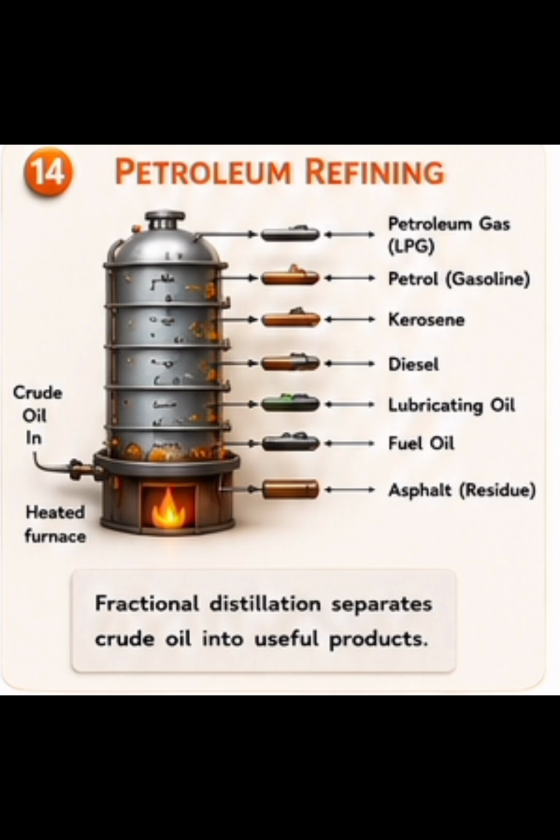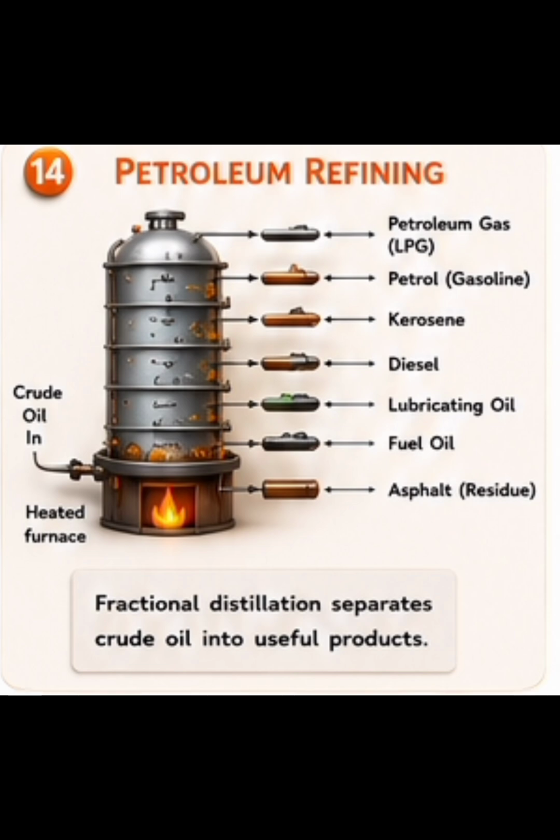Petroleum refining is carried out by fractional distillation. During this process, crude oil is heated and different fractions are separated according to their boiling points. The products obtained include petroleum gas, petrol, kerosene, diesel, lubricating oil, fuel oil, and asphalt.